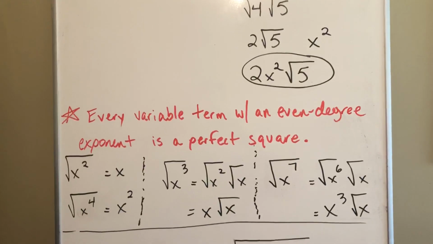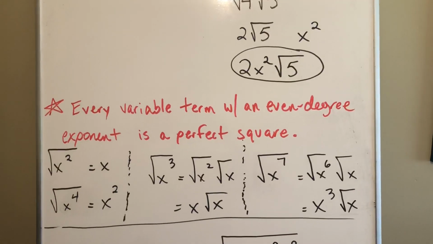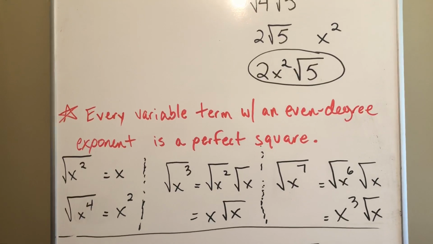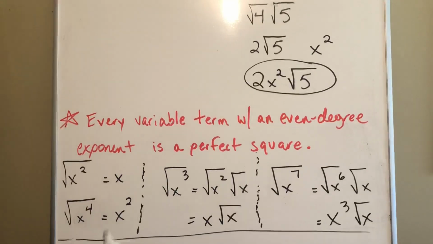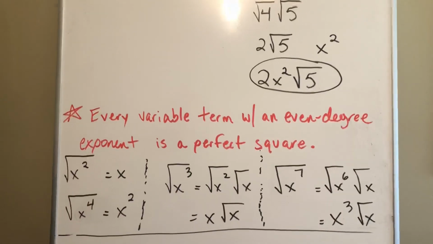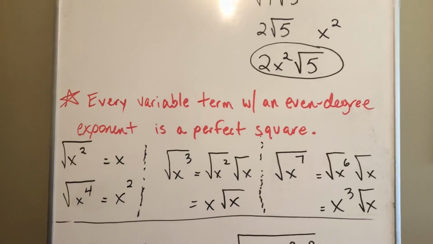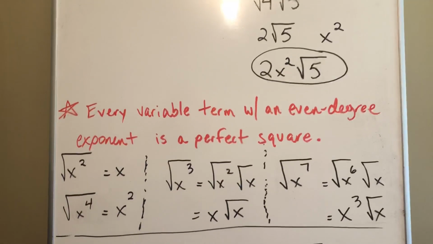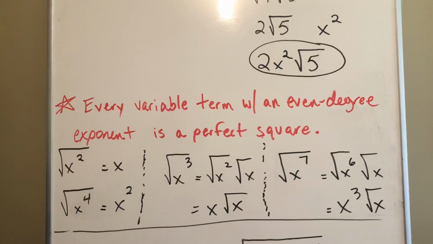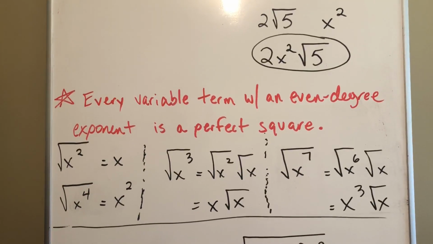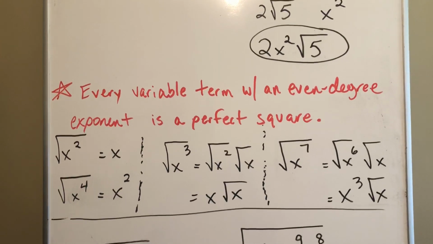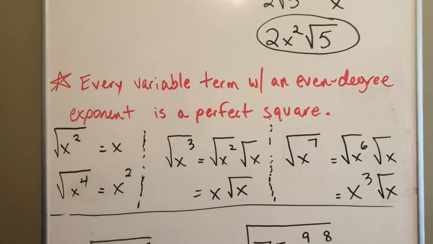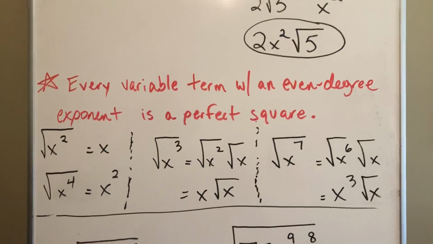So let's talk more about what we do when we see variables. And you may want to pause this at some point just to look at my notes here, but let me narrate for a little bit over it. So every variable term that has an even degree exponent is a perfect square. So look at my example starting on the left here. The square root of x squared is x. The square root of x to the fourth is x squared. So on and so forth. The square root of x to the sixth power is x cubed, and it keeps going, all right? So if you've got an even exponent underneath a radical sign attached to a variable, you can simplify it by just cutting that exponent in half. If I had the square root of x to the 64th power, that would then simplify to x to the 32nd power. I just divide the exponent by 2.